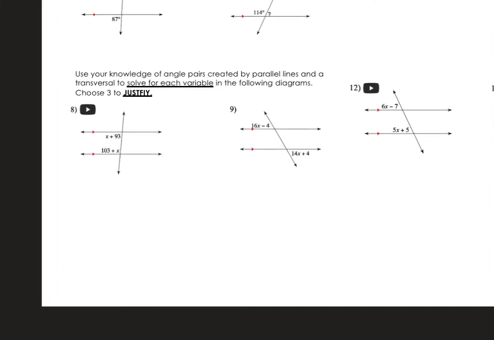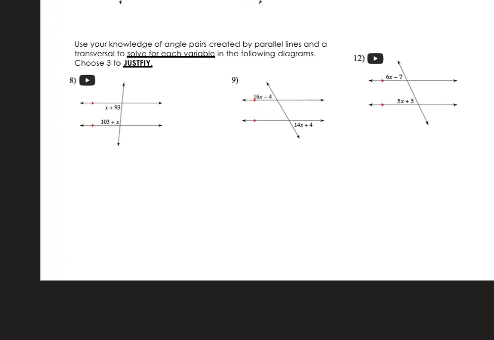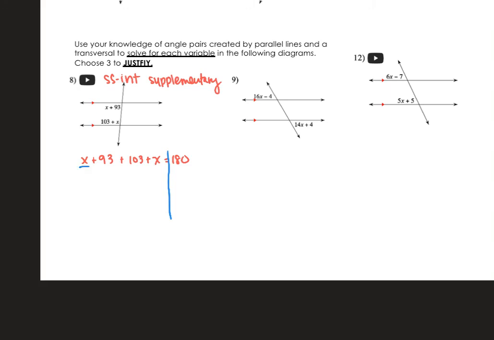All right, number 8, we're going to solve for x. So these ones are supplementary, or same side interior, and that means they are supplementary, which means we're going to add them. So x plus 93 plus 103 plus x equals 180 degrees. So now I'm going to combine like terms, so that's 2x, and 93 plus 103 is 196.